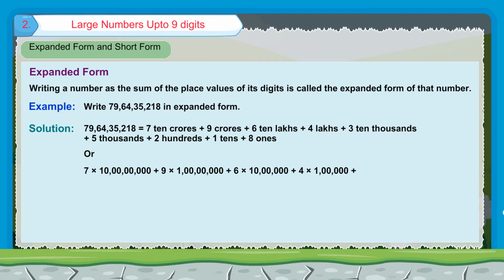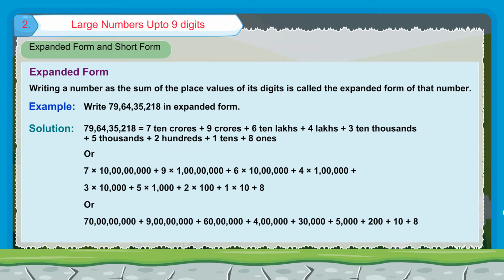7 × 10 crores plus 9 × 1 crore plus 6 × 10 lakhs plus 4 × 1 lakh plus 3 × 10,000 plus 5 × 1,000 plus 2 × 100 plus 1 × 10 plus 8, or 70 crore plus 9 crore plus 60 lakhs plus 4 lakhs plus 30,000 plus 5,000 plus 200 plus 10 plus 8.